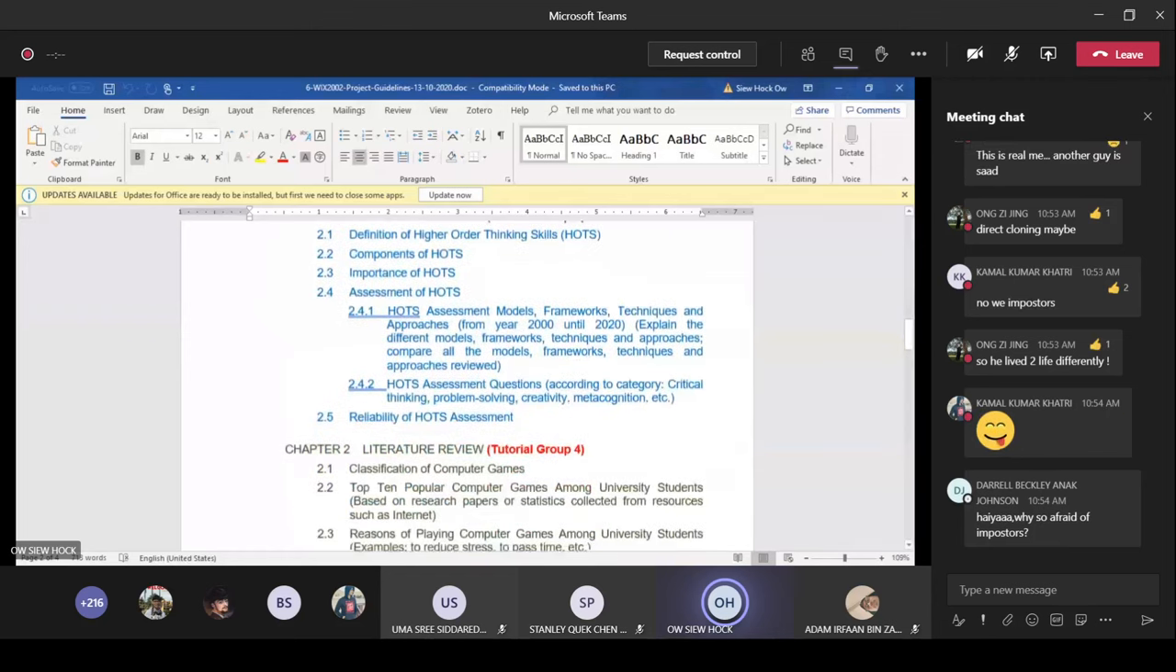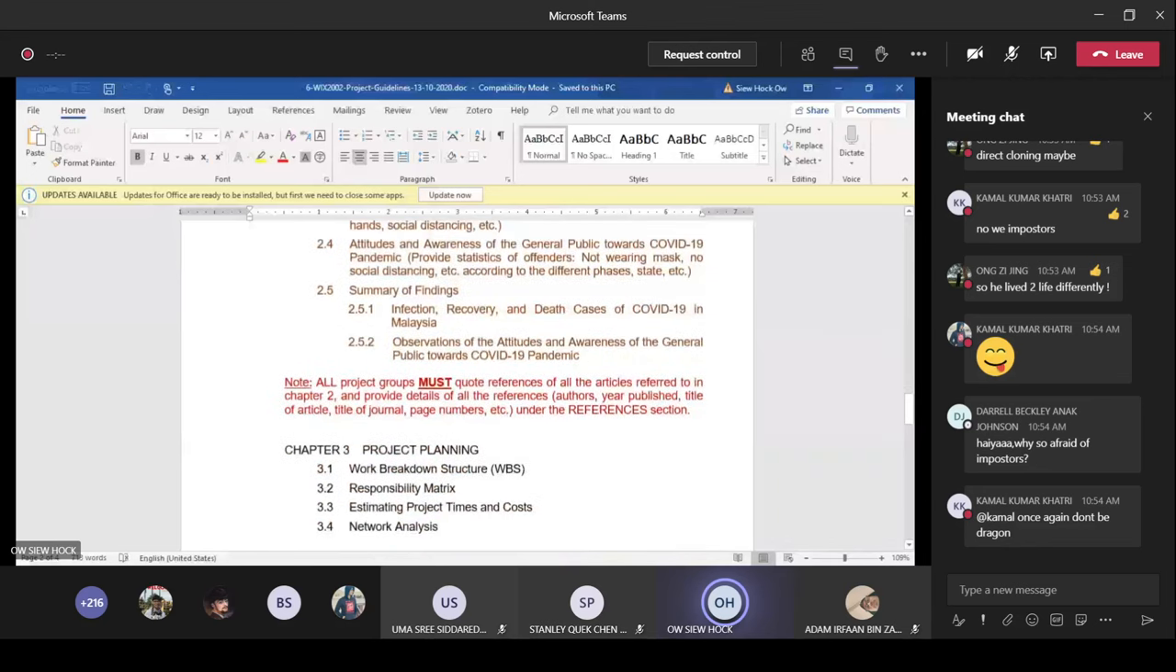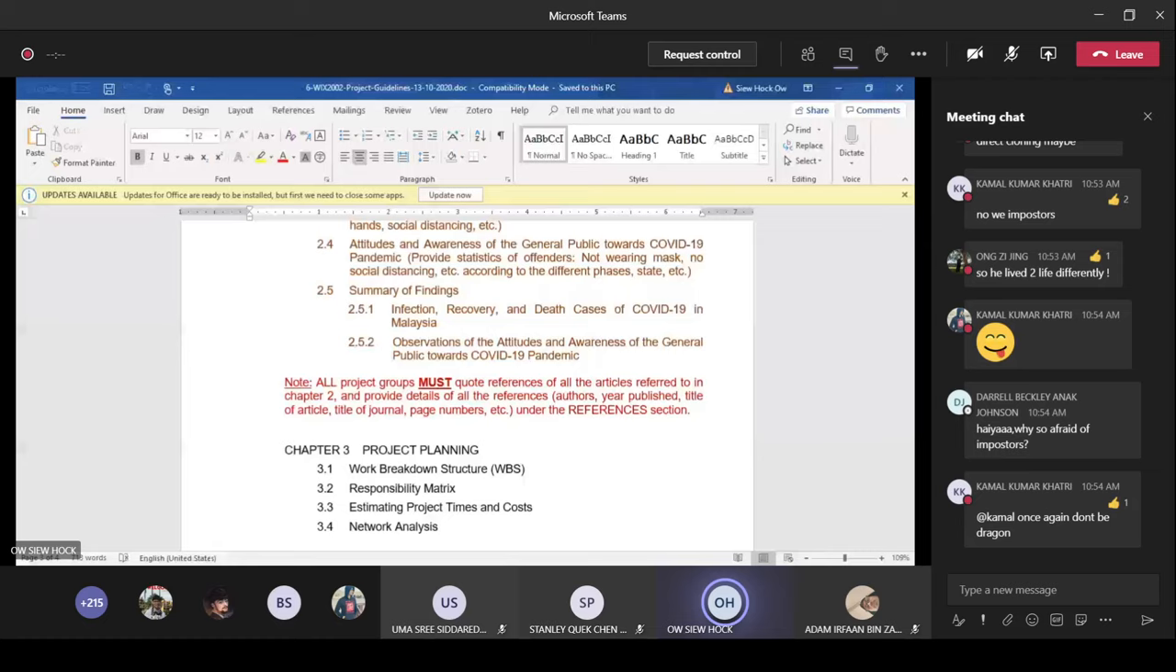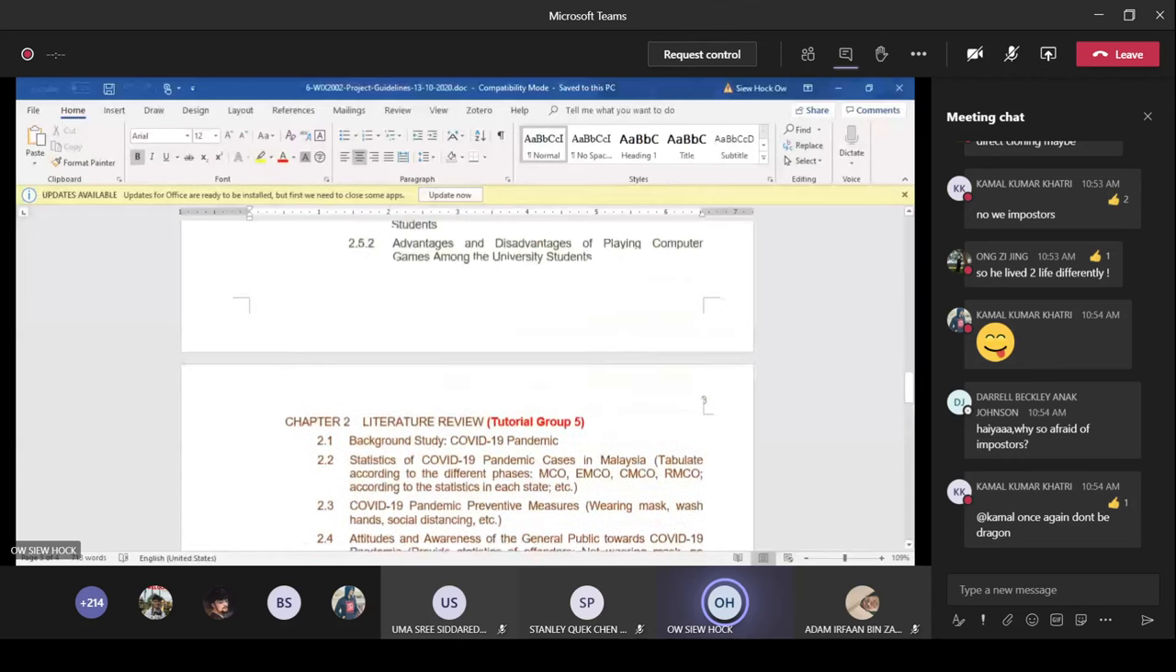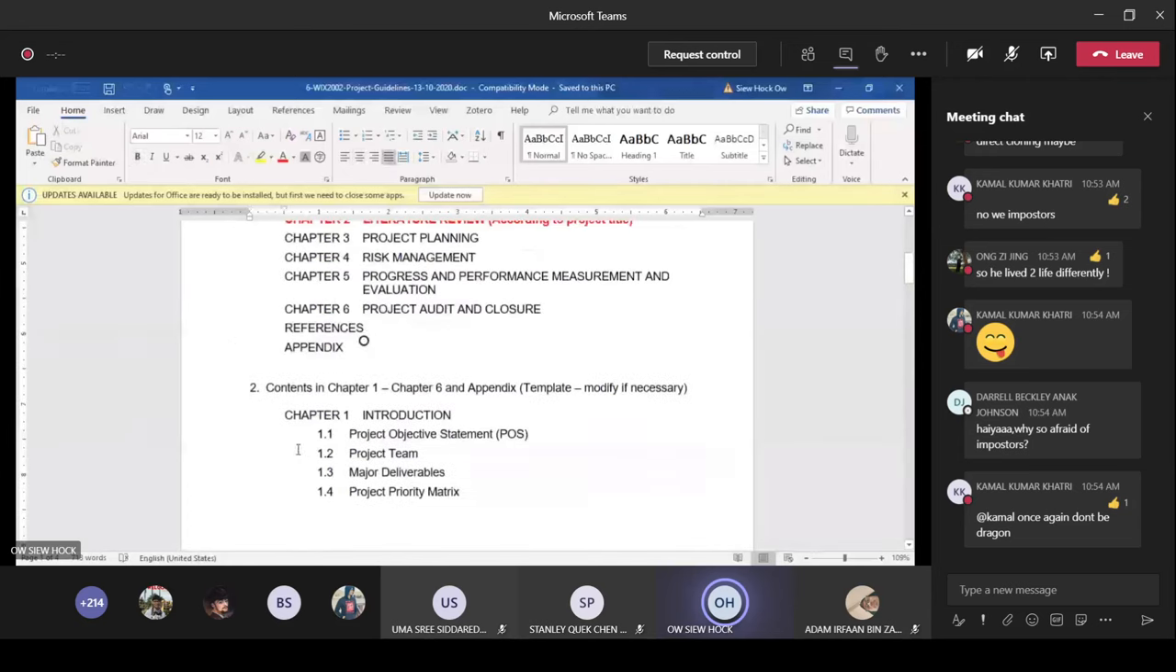So that's why I put the note at the end of this chapter 2: all project groups must quote references of all the articles you refer to in this chapter 2, and you must provide details of all the references. That means who the authors of the article are, the year published, the title of the article, the title of the journal if it's a journal paper, or if it's a website, the title of the web page, the page number, etc., under the references section. You see, there's a section called references here. Can you see this part here? The details of all the references go under references.